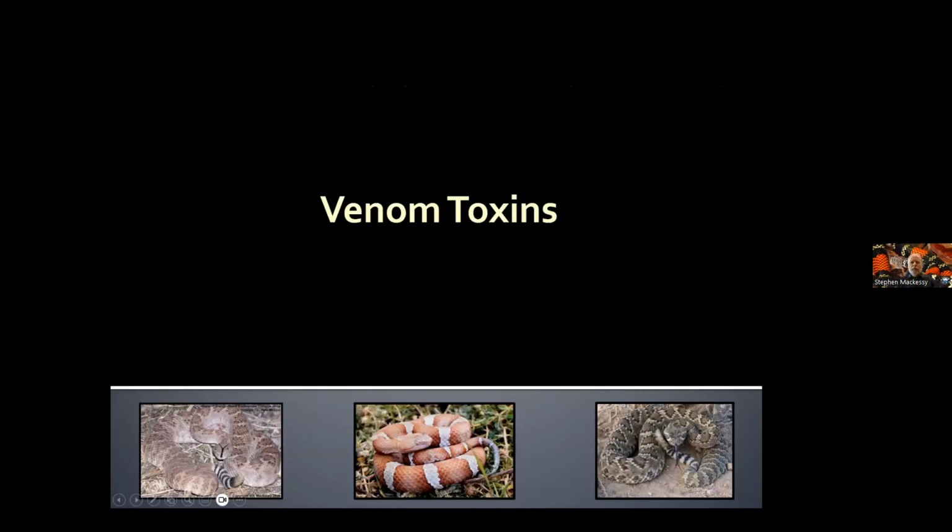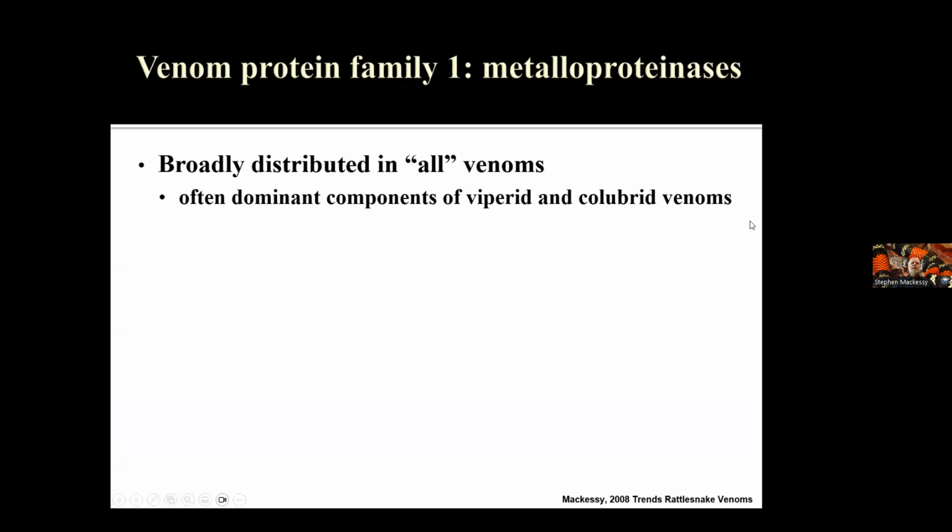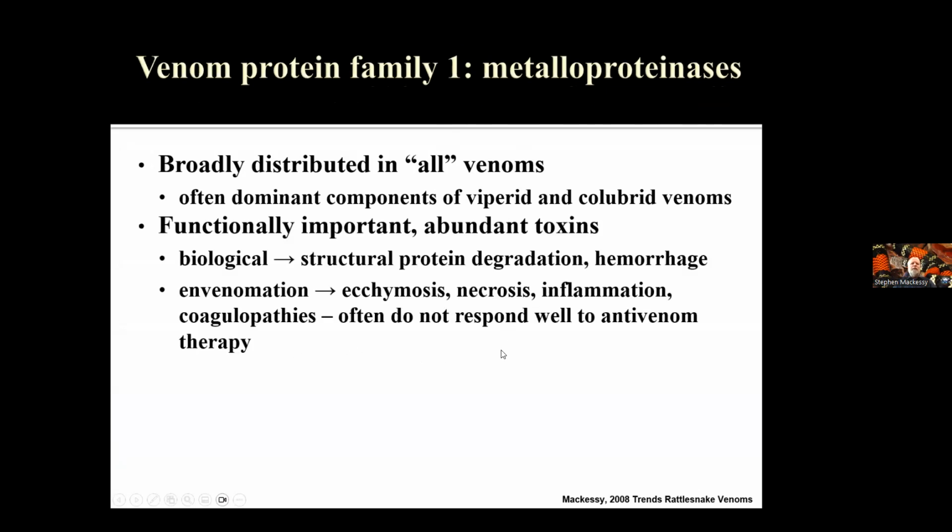So we're going to take a look at the flip side now and talk about some of the venom toxin families. And again, this is looking at a couple of them, not all the different ones that are found, but arguably these five families are amongst the most important ones as far as producing clinical signs in humans. Metalloproteinases are very, very common in a variety of venoms, in particular viperids and colubrids. They're functionally important for a number of different reasons. They result in protein degradation, hemorrhage.